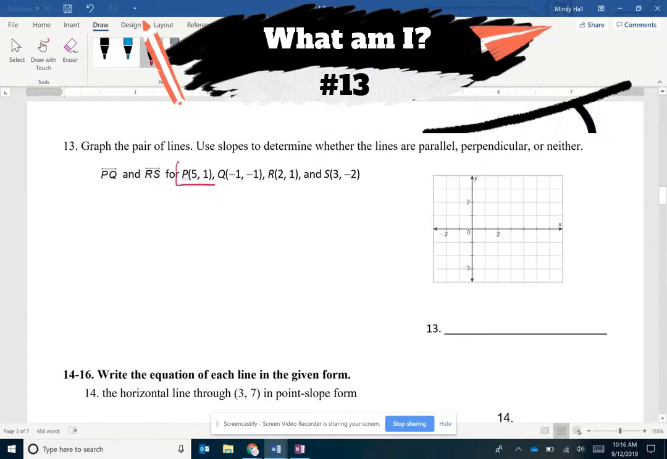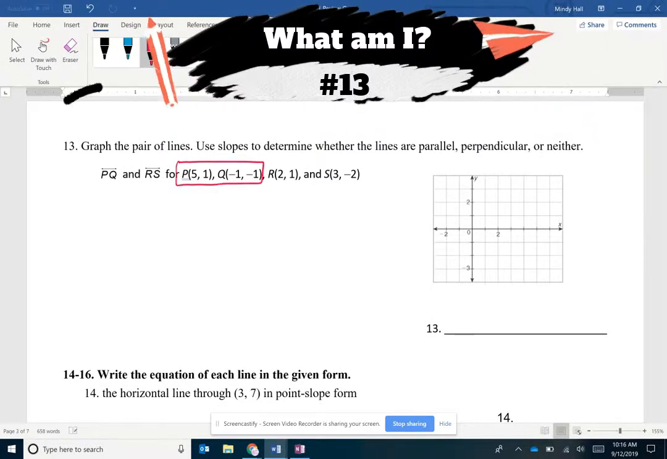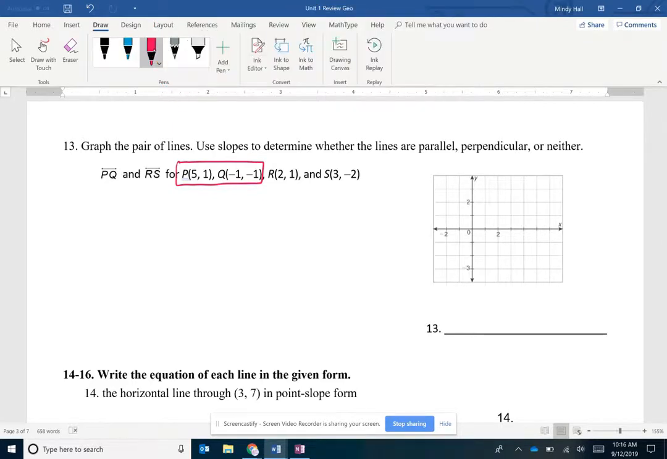So we have PQ and RS. With PQ, that's at 5, 1. So 1, 2, 3, 4, 5, and 1. And then negative 1, negative 1. So the line looks like that. And then for RS, we have 2, 1, and 3, negative 2. So looking at this graph, it looks like they could possibly be perpendicular, but we're not 100% sure.